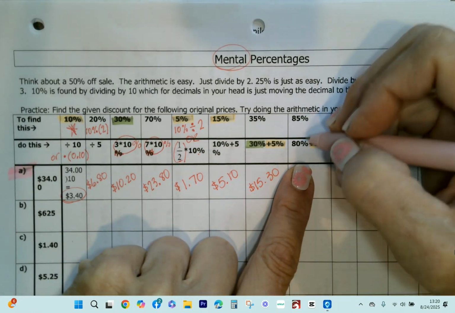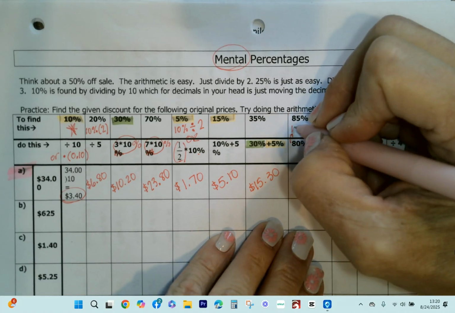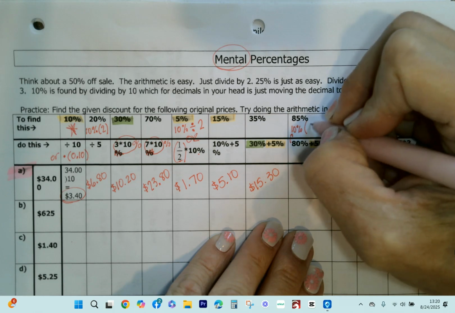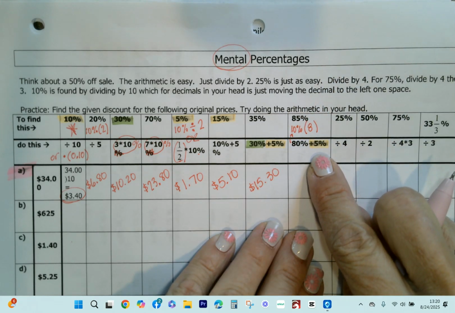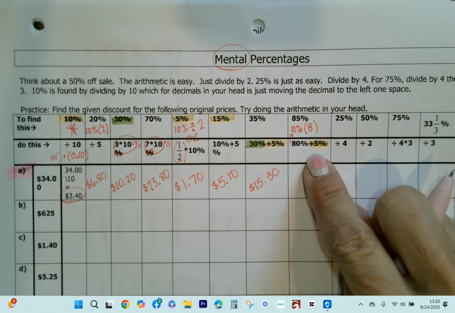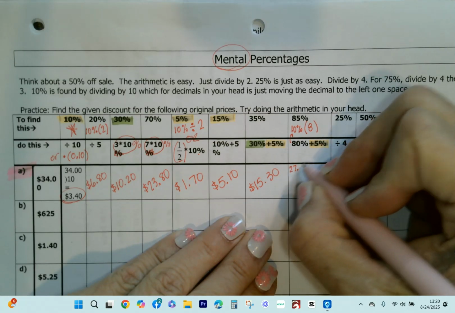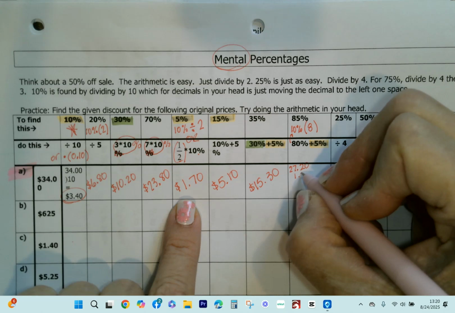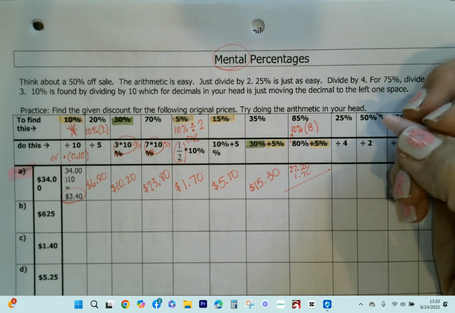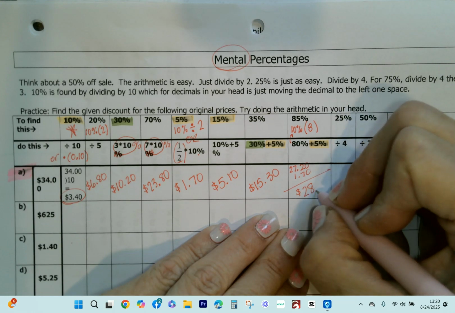With 85%, still has that 5% on there. And then what I'm going to do, I'm going to find 80%. And to do that, I'm going to do 10% times 8. And then I'm going to add the 5%. So 340 times 8, that is 2720. The 5% is 170. So if I add that together, then I get $28.90.